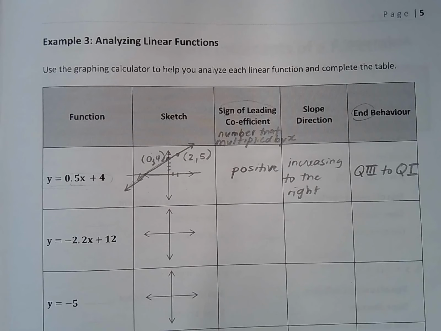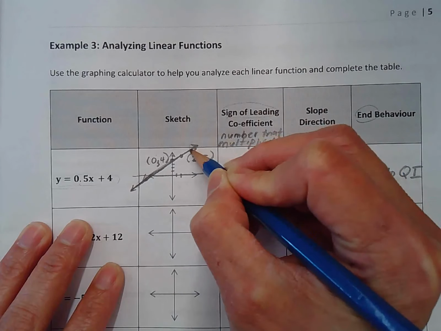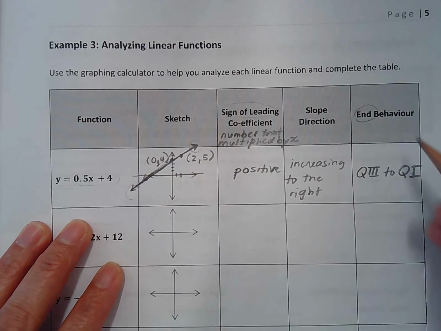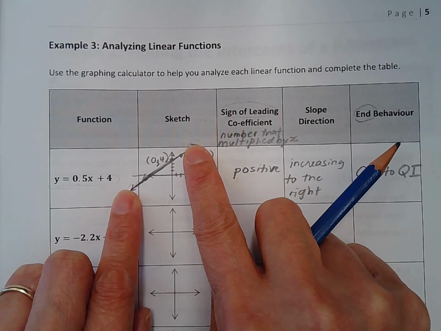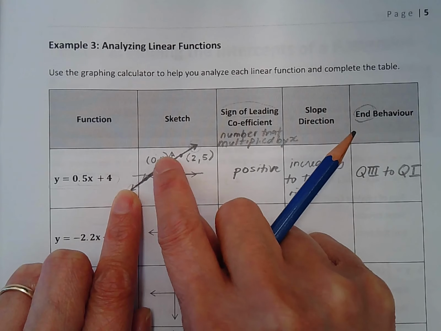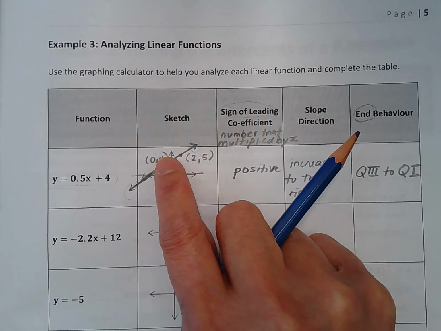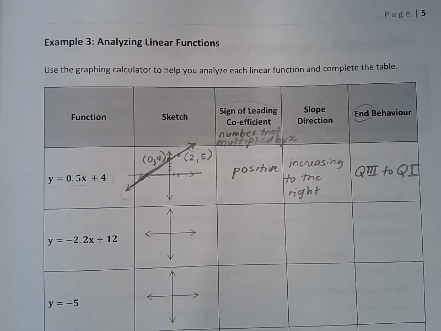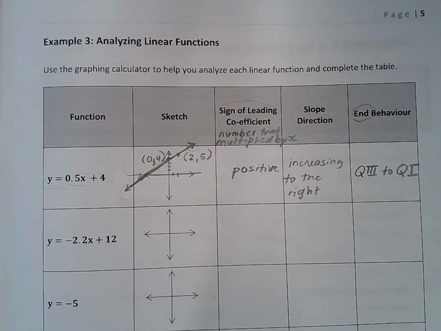Increasing to the right. Why do we jump quadrant 2? Why don't we mention 2? Which end is it? This is the end, and this is the end. But the line passes through quadrant 2. Yeah, but where is the end going? Is this where the end is? No, right? Now you understand. That's why it's called end behavior. Which quadrants is it going to go? Is it possible for the slope to be increasing to the left?